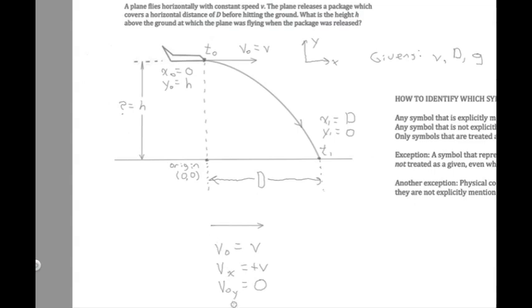Do you understand the difference between these? These are our general symbols that we would use on any problem. These are the specific symbols we're using for this problem. This is the overall magnitude of the original velocity. This is the x component of the velocity throughout the projectile motion, and this is the y component, the initial y component of the velocity.